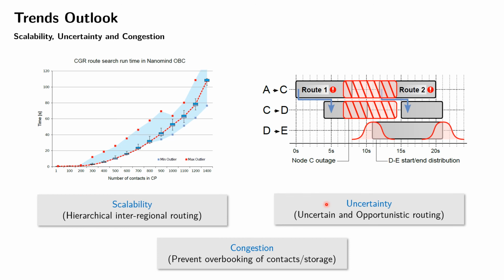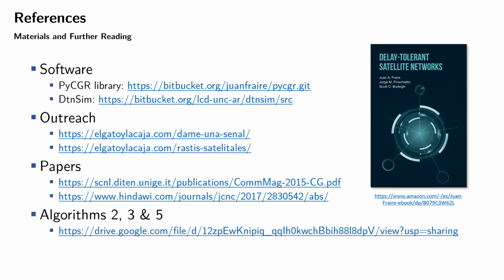And this is a different area of research called uncertain contact planning or even opportunistic routing, which tries to take care of these uncertain effects on the contact plan as well. And finally, congestion is definitely a hot topic because you want to be able to avoid overbooking contacts and storage of remote nodes, and in general you have no way to know how data is being generated in other nodes or in a partitioned network such as the one we are talking about here for space. So these are three hot, interesting topics to do research on in the domain.